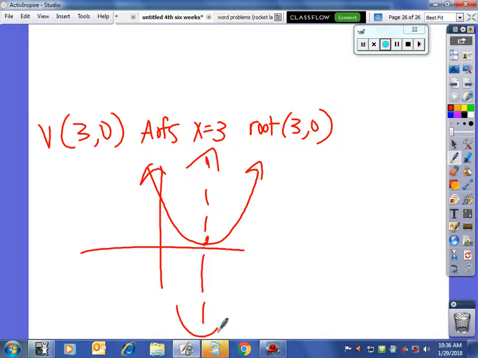Okay, so that's all you're doing. Vertex and roots, guys, you've got to be experts at that. That's a huge part of parabolas. And then again, they give you another question at the bottom where you got to change your window and answer the question that they're asking.